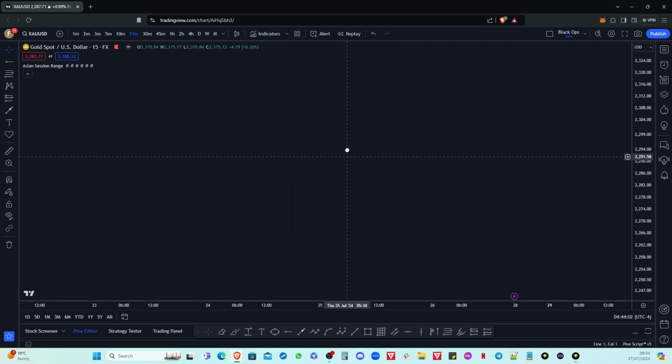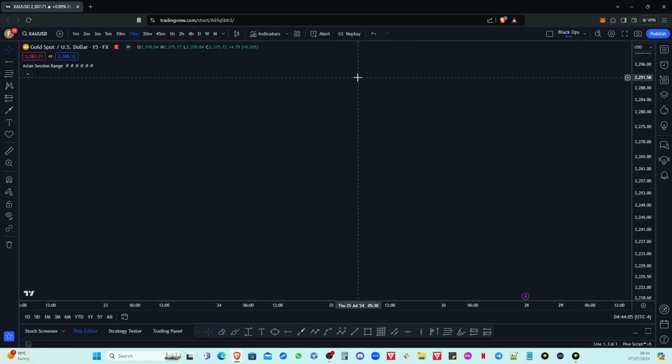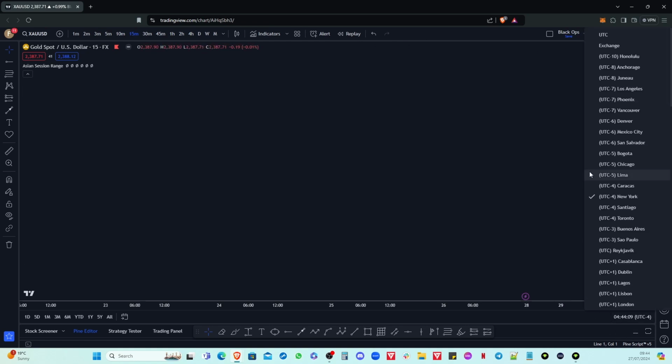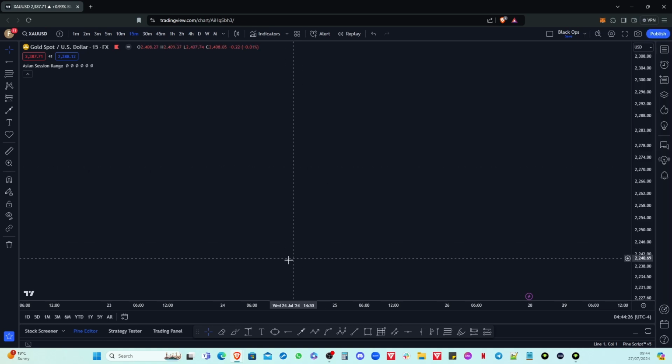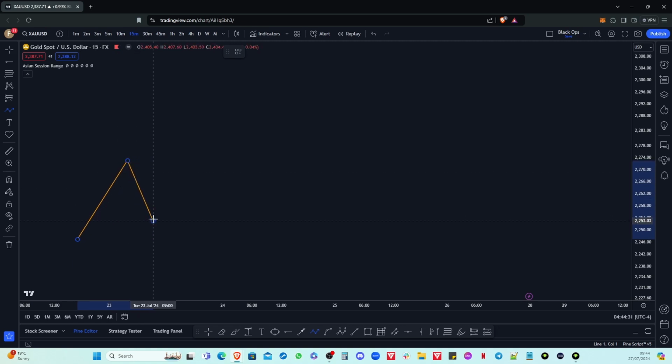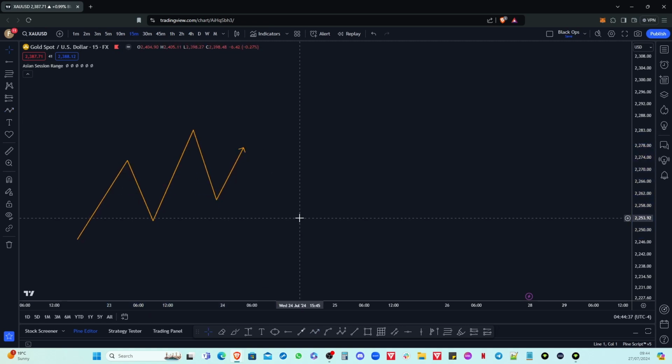What we want to do, before we actually even start trading, is make sure we are at Eastern time. So set your charts to New York time. I'm based in London, but this is a trade for those that are able to trade during the New York time zone. So what we want to be doing is looking for price action. Let me just draw out some basic price action here. Let's say like this.